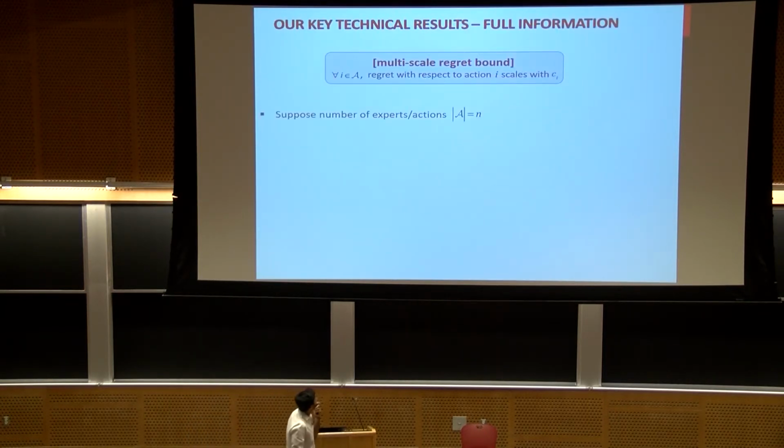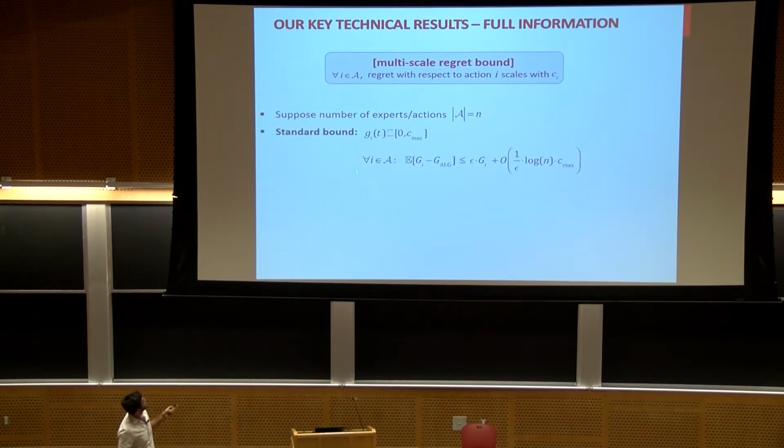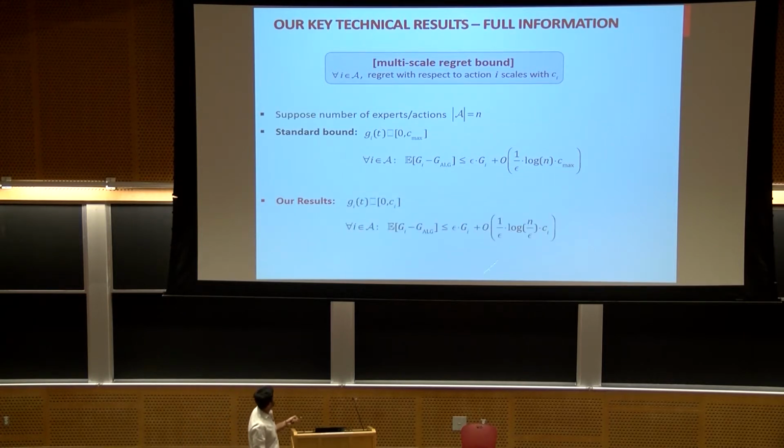And here are the results. If you think about the full information experts problem and assume that the number of actions is equal to n, then this is what you get from the standard bounds. For every arm, your regret is upper bounded by epsilon G_i plus some other term, 1 over epsilon log n times C_max. This might be familiar to you if you're familiar with online learning, and it scales linearly with the maximum range. With our algorithm, you get a regret bound of epsilon G_i plus 1 over epsilon log(n over epsilon) times C_i, which scales linearly with the range of the arm rather than the maximum range.